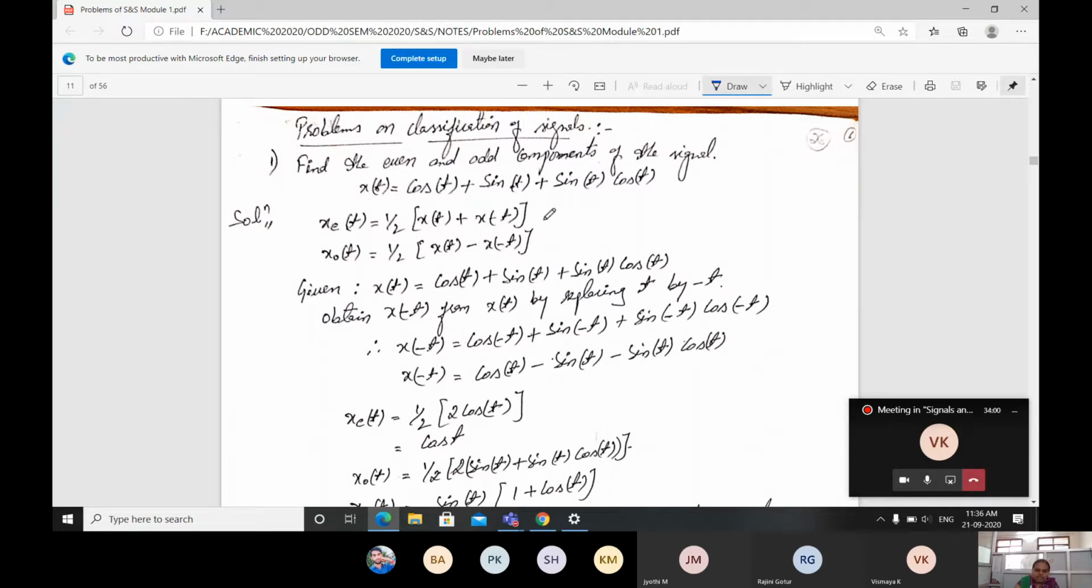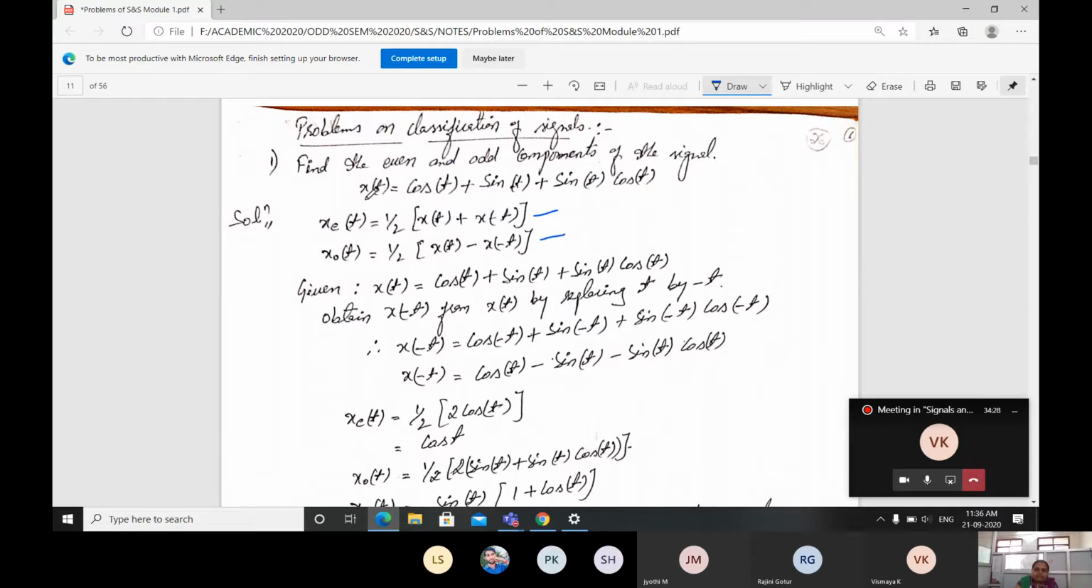Here we already derived the equations for our x e of t and also the odd part of the signal, that is x o of t. What is our x e of t? That is going to be equal to 1 by 2 times x of t plus x of minus t. Then x odd of t is 1 by 2 times x of t minus x of minus t. This is your odd part.